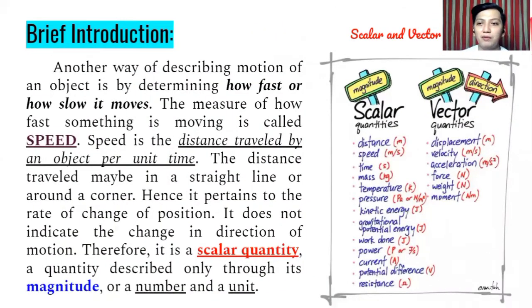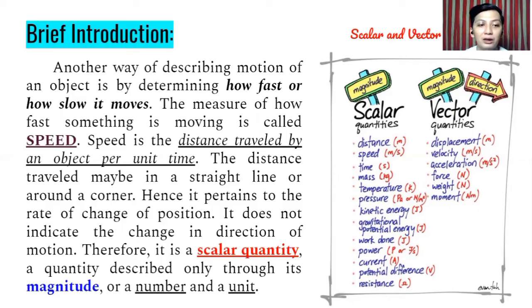So as a brief introduction of these two, another way of describing motion of an object is by determining how fast or how slow it moves. Alam niyo na yan. This is speed. The measure of how fast something is moving is called speed. So hindi lang ibig sabihin kapag mabilis yun ng speed. Pero kahit mabagal, ibig sabihin, may speed pa rin. Okay? Tatanggalin nyo sa utak nyo, pag sinabing speed, laging mabilis lang, laging fast lang. But even though it is very slow or slow in motion, that is also considered as speed.